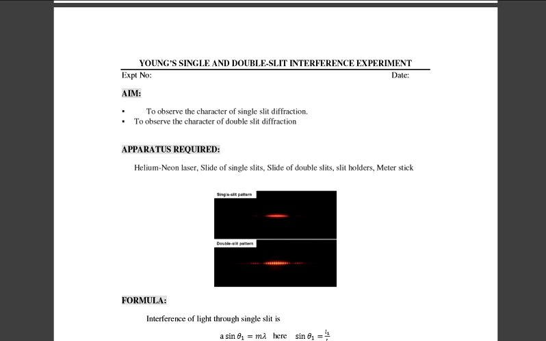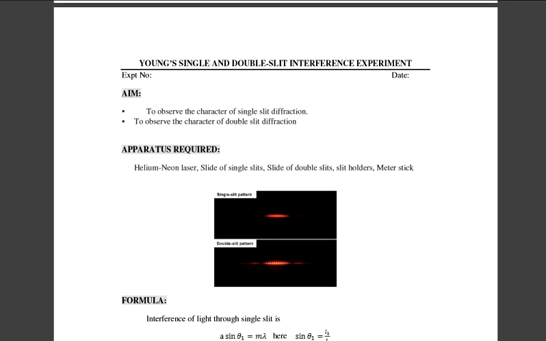Let us move on to the aim of the experiment. The aim of the experiment is to observe the character of the single slit diffraction and to observe the character of the double slit diffraction. Basically, diffraction is the process by which a beam of light or a wave spreads out as a result of passing through a narrow aperture, which further forms interference at the end. This is used to demonstrate our experiment of Young's double slit and single slit interference.